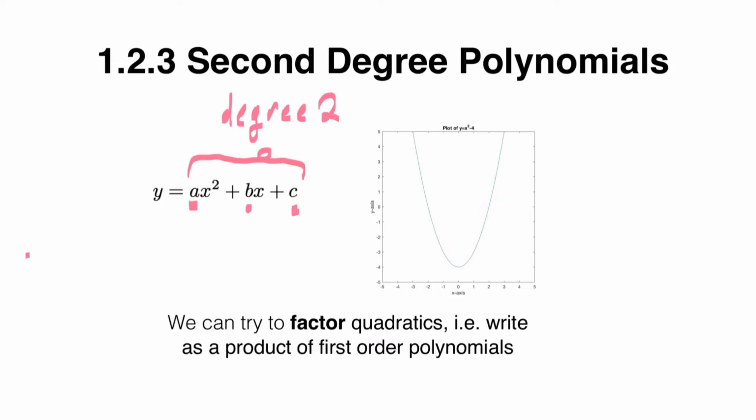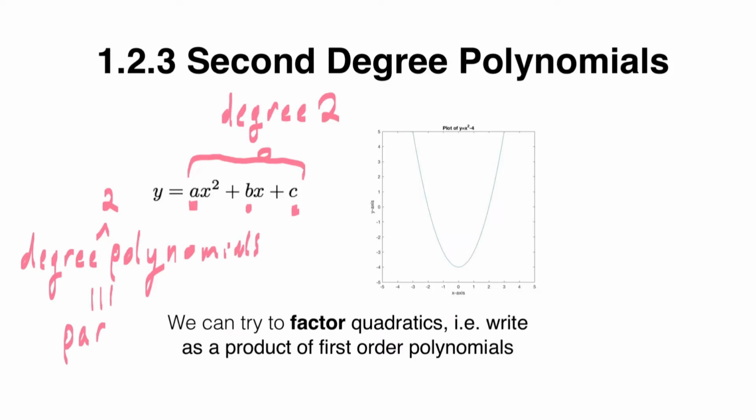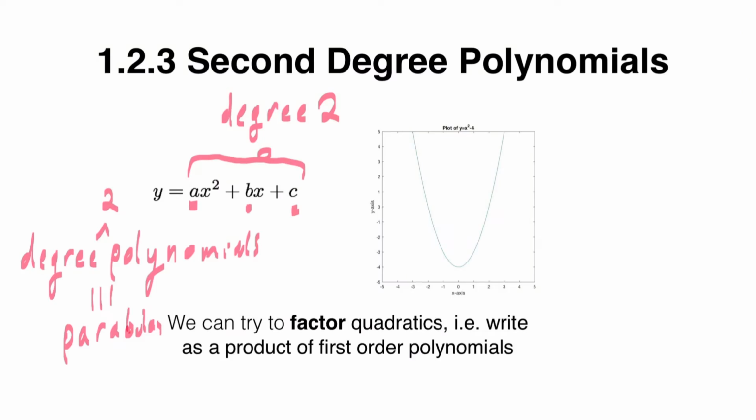Now, I'll make the remark that you may know these types of polynomials under another name. So degree 2 polynomials are also called parabolas. So what do they look like? Well, unlike lines, they have a kind of curved structure to them. So you can think of them as they have a point at their base, and then they move up in a kind of a curved way.